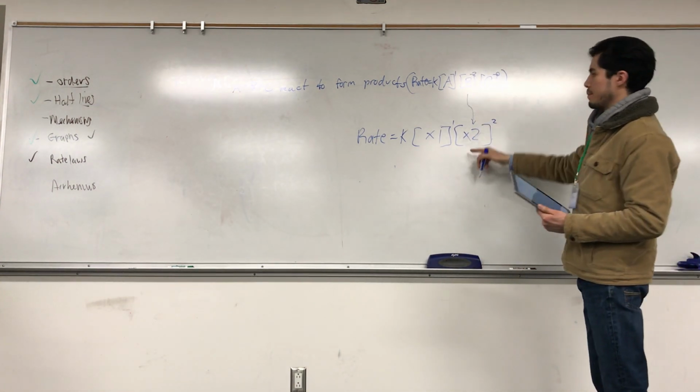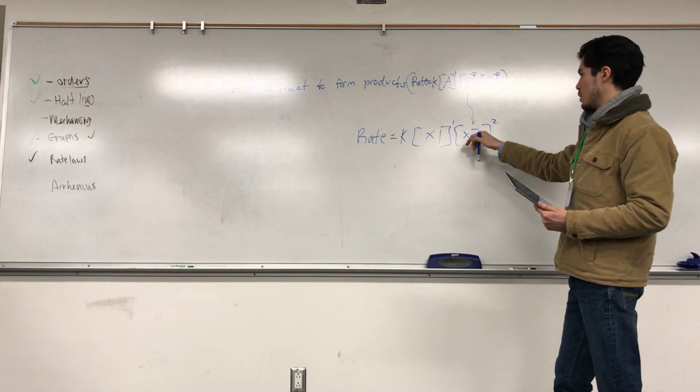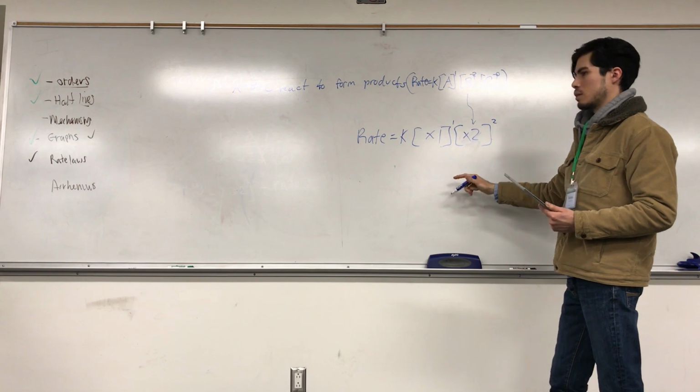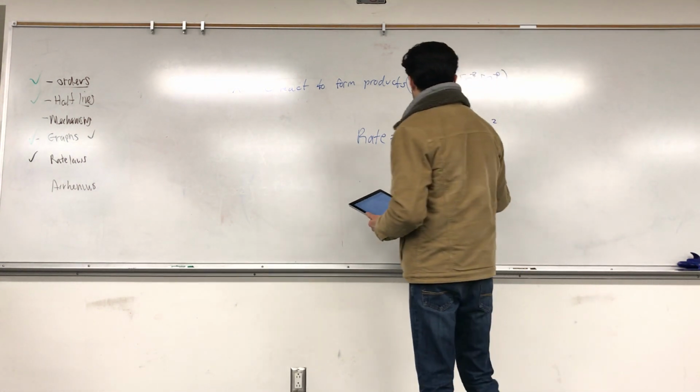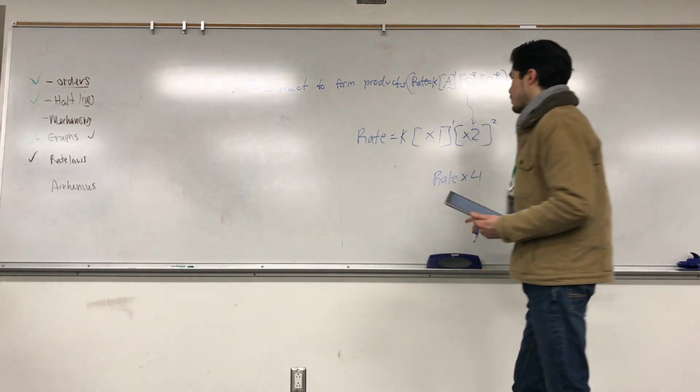Is this B is doubled? Right, so B is doubled, and then A is constant. So then 2 to the power of 2 is what? 4. 4, right? So then our rate quadruples.